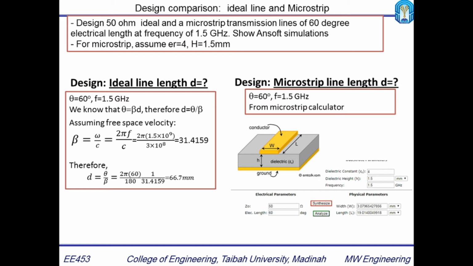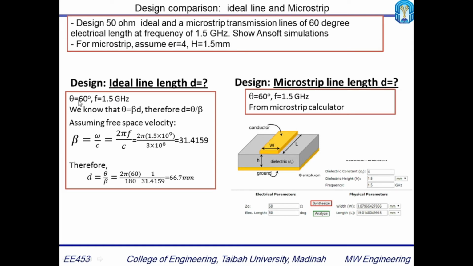Now let us look at an example of designing a 50 ohm ideal and microstrip transmission line of 60 degrees electrical length at a frequency of 1.5 gigahertz. Show the simulations in NSoft. For microstrip, assume epsilon r equal to 4 and h equal to 1.5 millimeters. So for an ideal transmission line, first of all, we have done it in one of the class assignments. Let us do it once again.